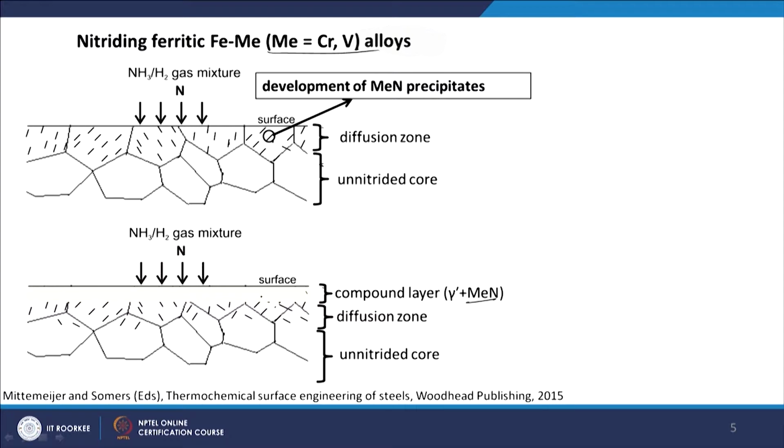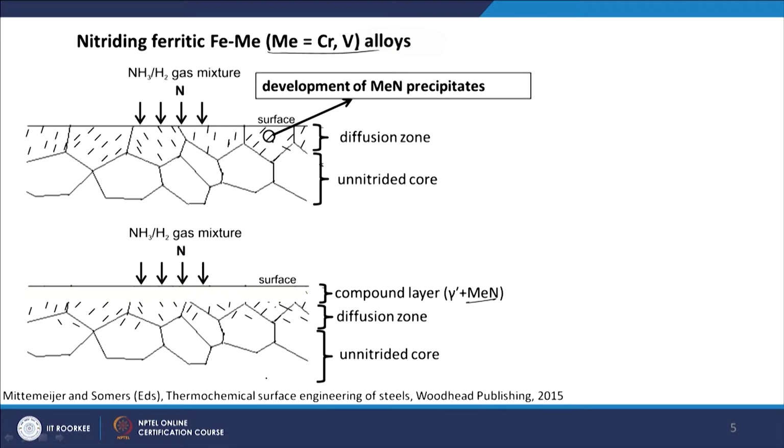And this is the difference between the iron nitride layer in these alloys and in pure iron. In the case of pure iron, this layer will be purely iron nitride, but now it is an iron nitride matrix with these nitrides. So, this is how we can understand the process.